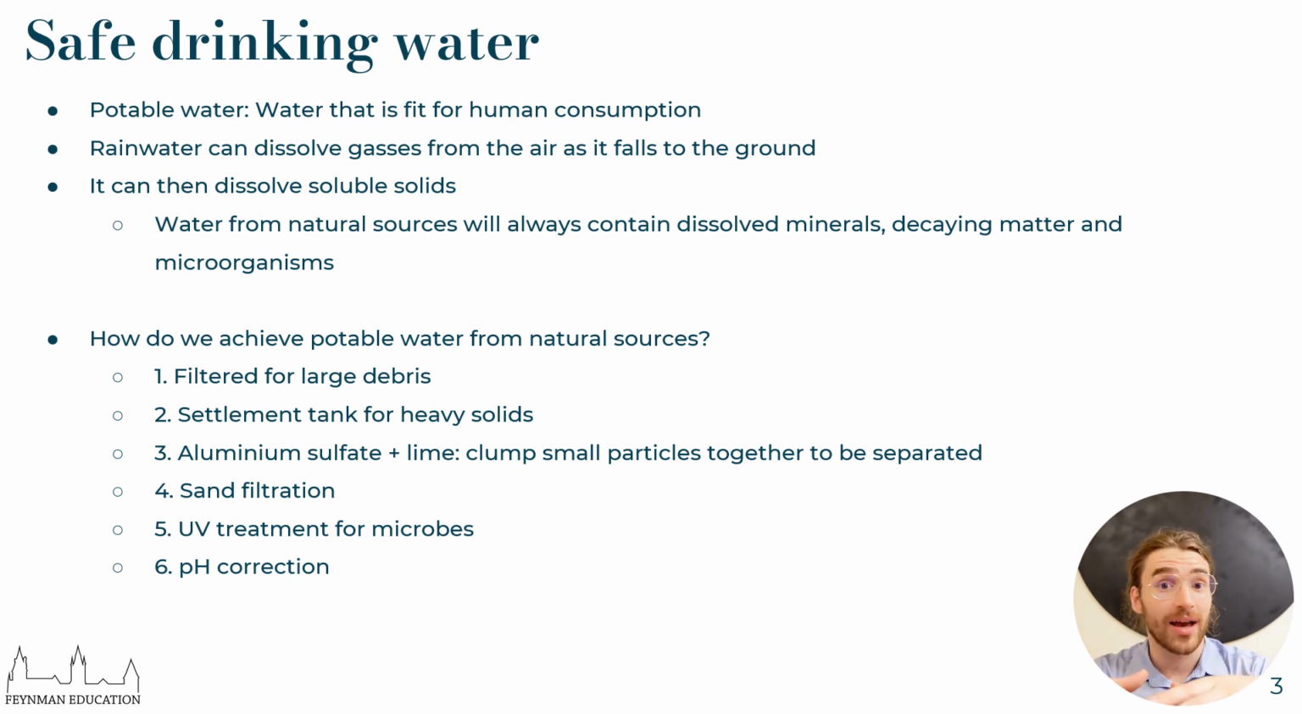When it gets really bad, it can form acid rain, which can be very harmful to our health, the health of plants. It can damage clothes and structures. Okay, so rainwater that we have today is not going to be very drinkable. It's not going to be potable. So how do we achieve potable water from these natural sources?